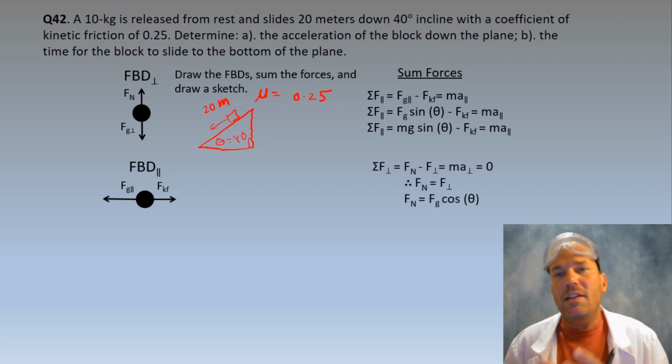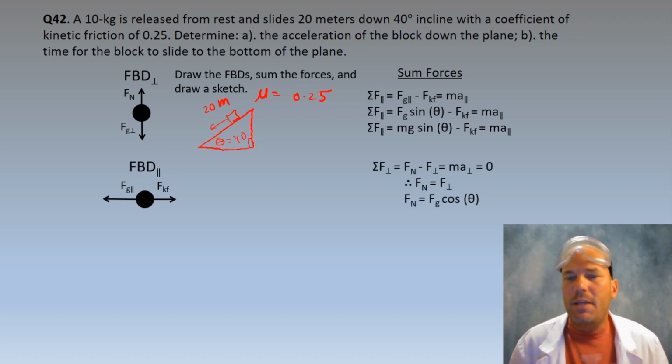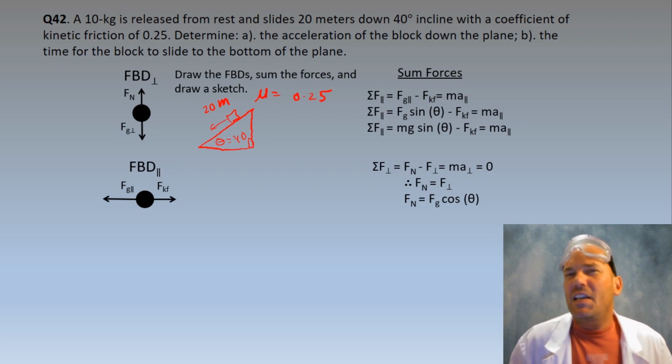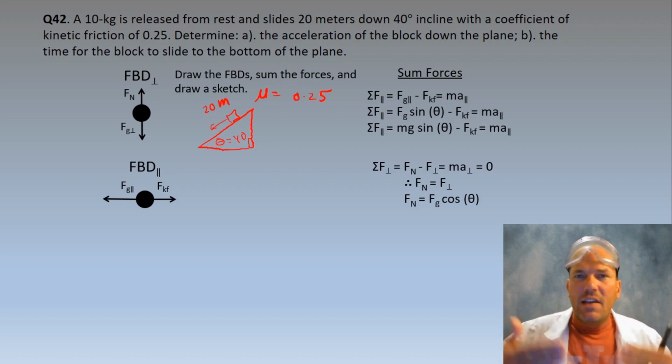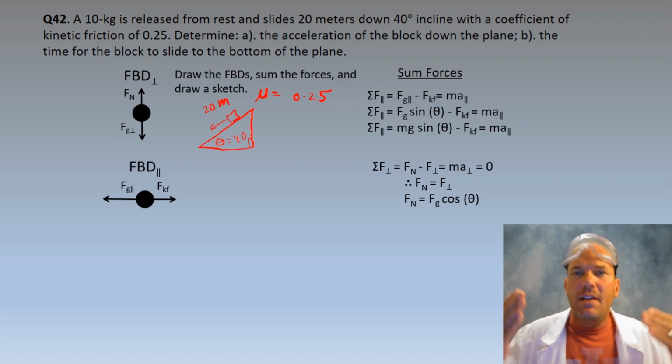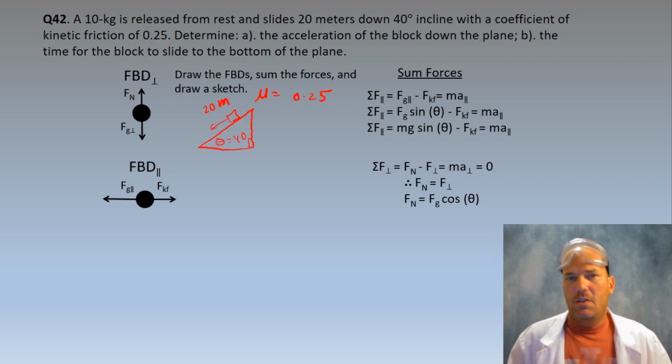which is what we're trying to find in part A. Now let's look at the perpendicular piece as well, where once again we show that force normal is equal to mass times the acceleration due to gravity times cosine theta.